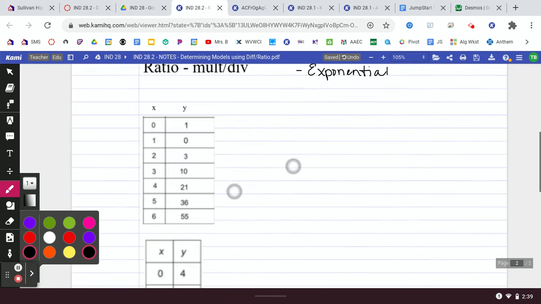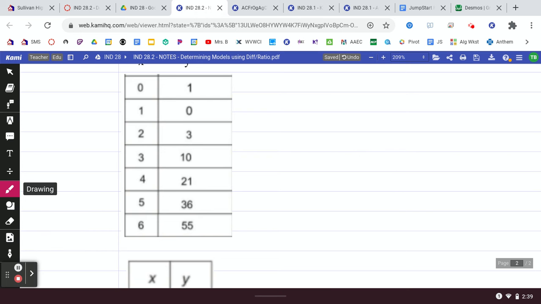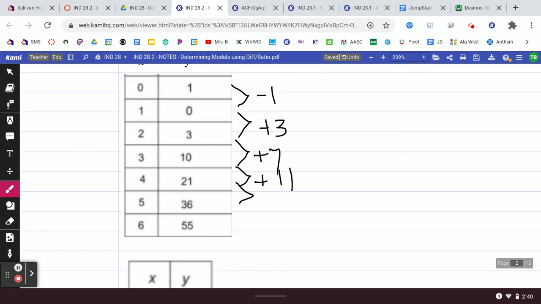I just want to run through a couple of examples with you. Okay? So first I'm going to check my differences. To go from 1 backwards to 0 is a -1. To go from 0 to 3 is a +3. 3 to 10 is a +7. 10 to 21 is a +11. 21 to 36 is a +15. And 36 to 55 is a +19. First difference doesn't work, so we're definitely not linear.